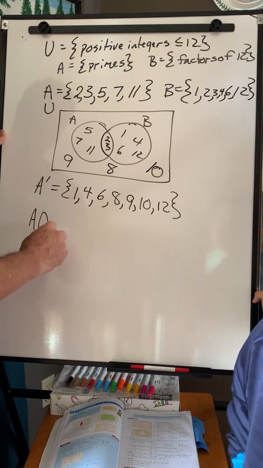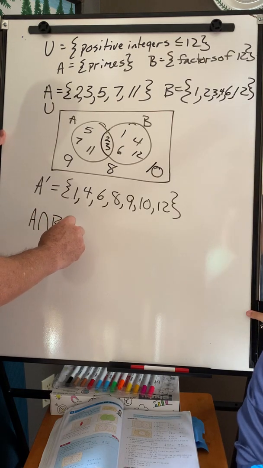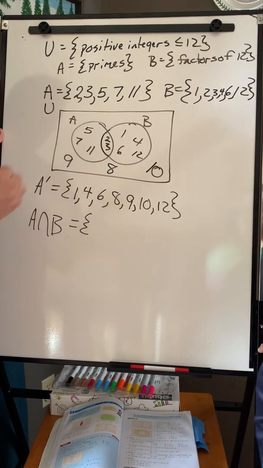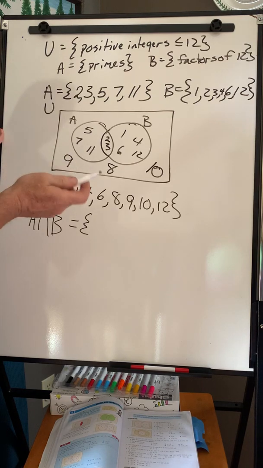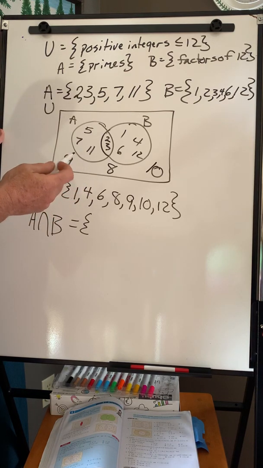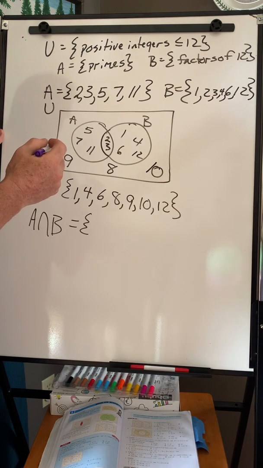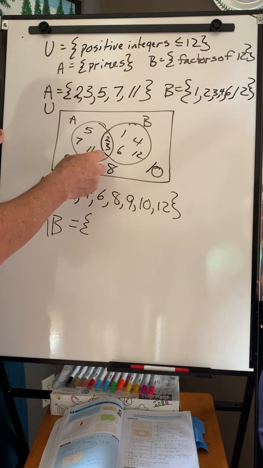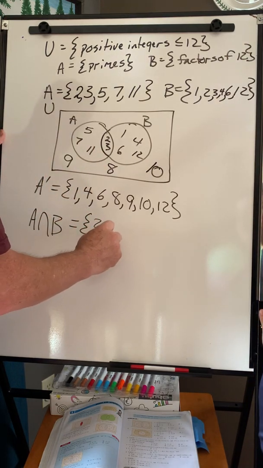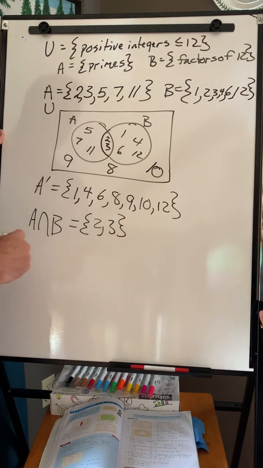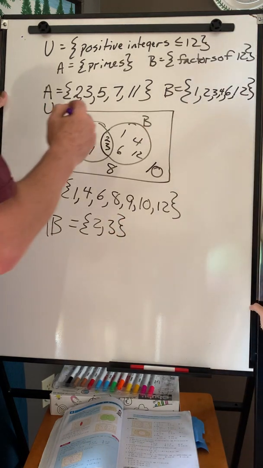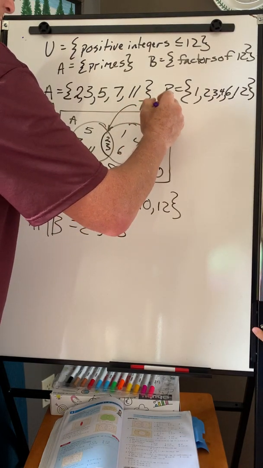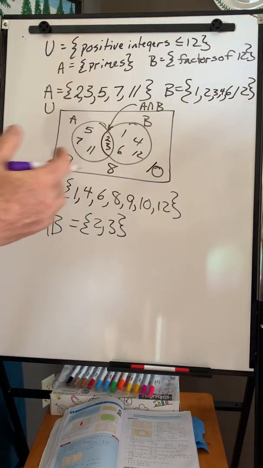A intersects B. So what that means is we want to know all the elements that are in both A and B. What's that going to be? They have to be in both. The numbers that are going to be in both? Like A and B? 2 and 3. Yep. So that part right there is A intersect B. So those are the elements that are in both A and B.